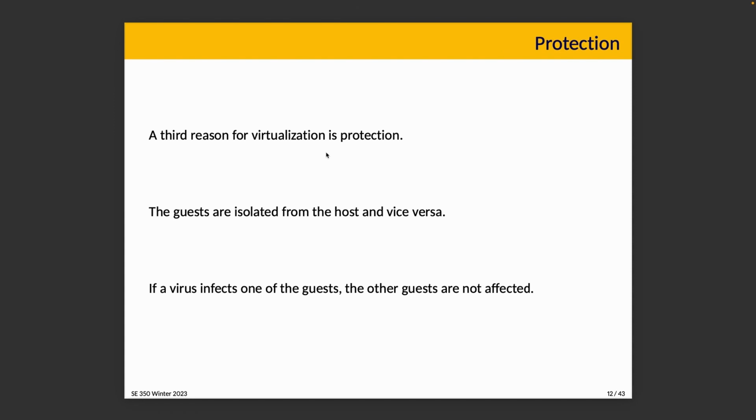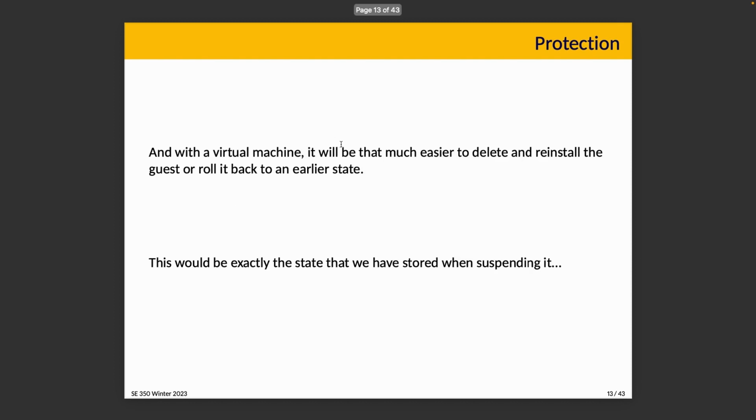And a third reason for virtualization is protection. Guest operating systems are isolated from the host and vice versa. If a virus gets into one of the guest operating systems, the other ones are not affected. And with a virtual machine, it's that much easier to delete and reinstall the guest or roll it back to an earlier state. And that's actually very easy. You can just pause it, take a copy of whatever state has been saved, whatever files, whatever disks are associated with it, and then when you want to restore it, you just move it back from the storage location to the active location, and then you're ready to go.